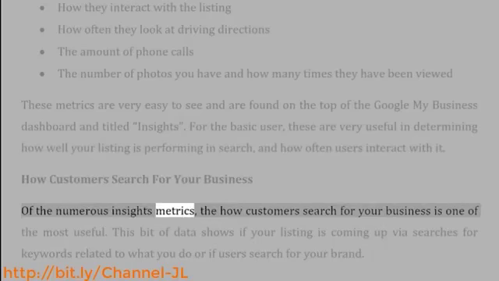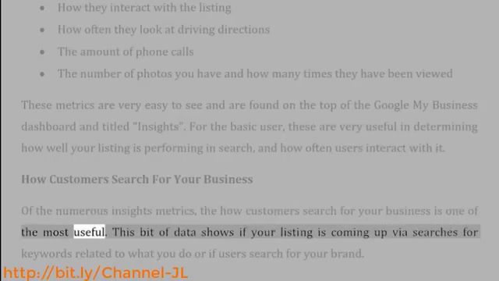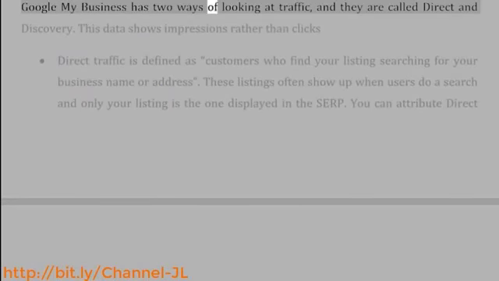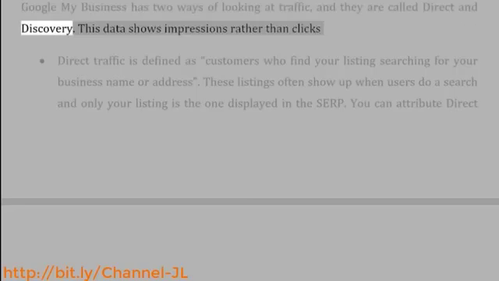Of the numerous insights metrics, how customers search for your business is one of the most useful. This bit of data shows if your listing is coming up via searches for keywords related to what you do, or if users search for your brand. Google My Business has two ways of looking at traffic, and they are called direct and discovery. This data shows impressions rather than clicks.